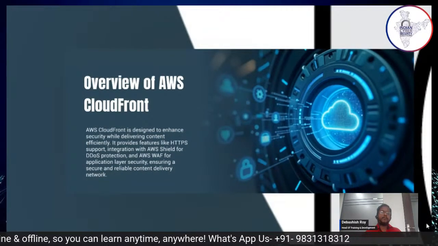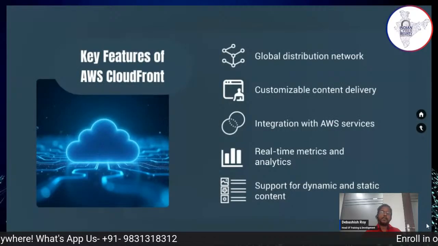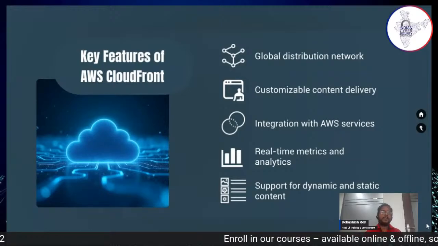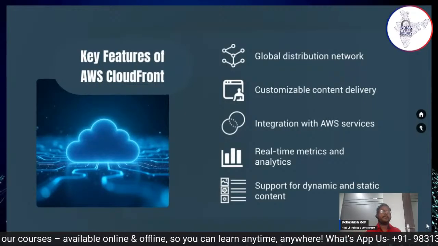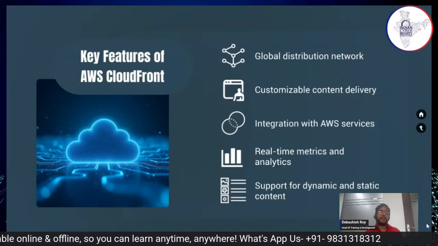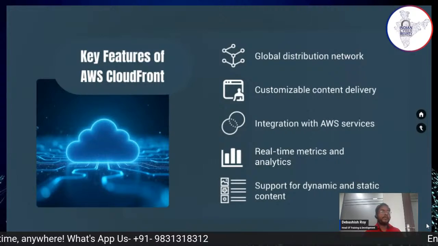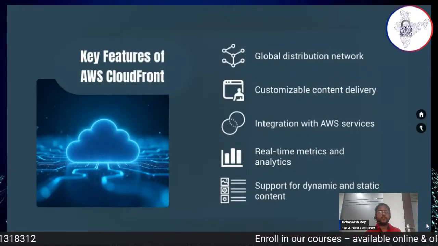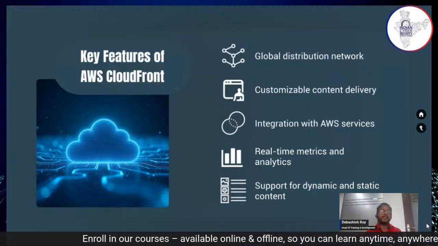Then the key features of AWS CloudFront are the global distribution network, and customizable content delivery, because you have to customize which content you deliver from which distribution point or edge server. Now there are two things. One is the edge location, which saves the data for a limited amount of time, and there is a regional edge cache server, which saves a lot of data for a very long time, including old data, but frequently accessed data is stored in the edge location.